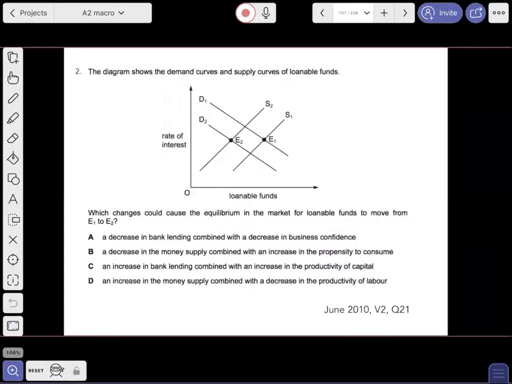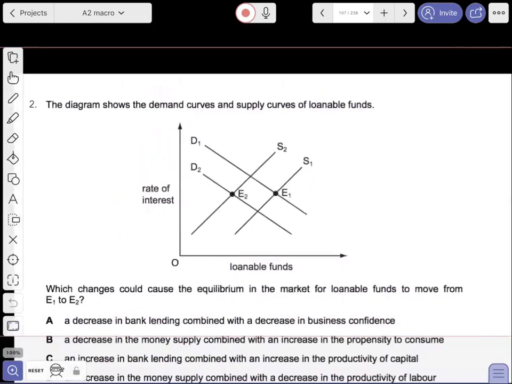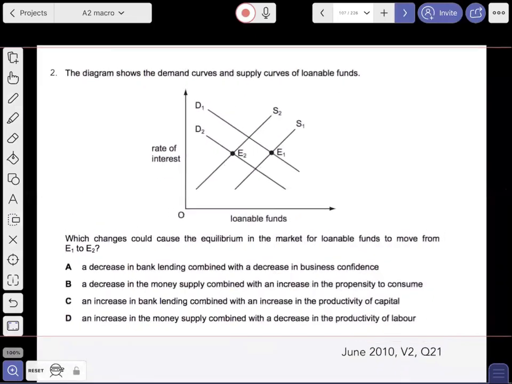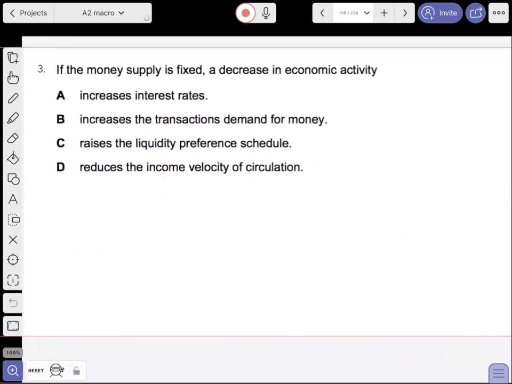Okay, let's look at the next one. If you look at loanable funds, guys, loanable funds is no longer in our syllabus, so we can skip this question. Let's look at this one.